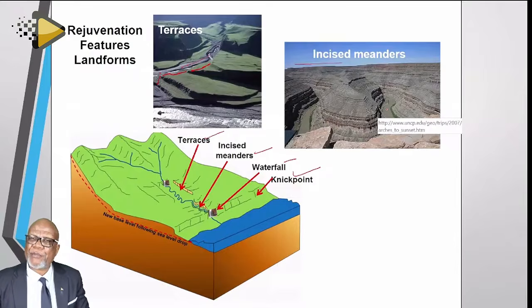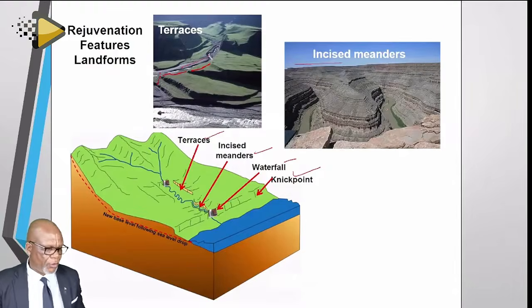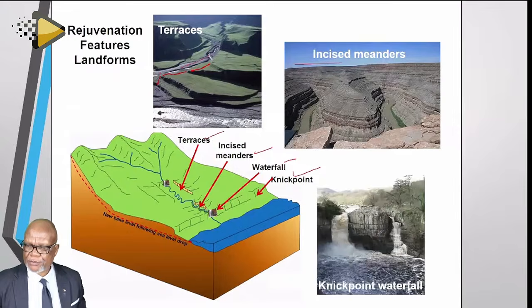That is why the meanders got deeper and deeper, because of the renewed energy of erosion there. Now, another evidence that river rejuvenation has taken place could be a knick point waterfall, which is a point where rejuvenation takes place.